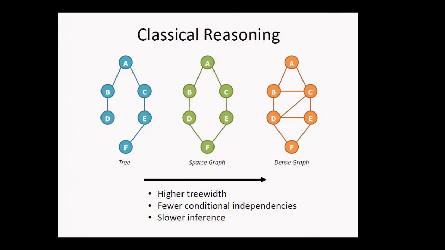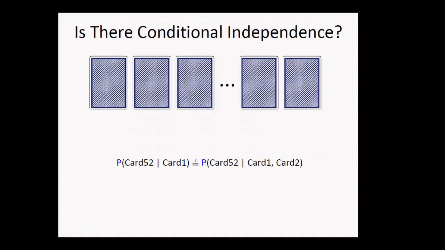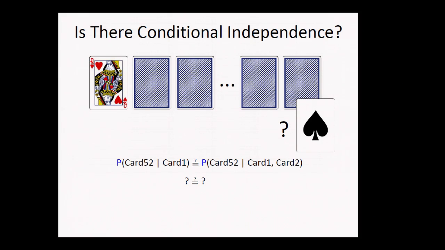So this property of the graph is called tree width, and what it essentially encodes is how many conditional independencies are there in your probability distribution. So to answer the question of what happens now, we have to figure out, are there conditional independencies? Okay, so remember this one query. What's the probability that this last card is a spade if the first one is the queen of hearts? So what now changes? The question is, is there conditional independence?